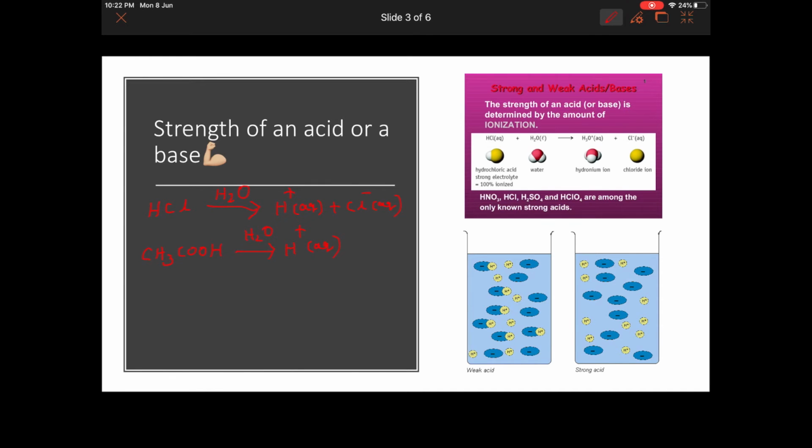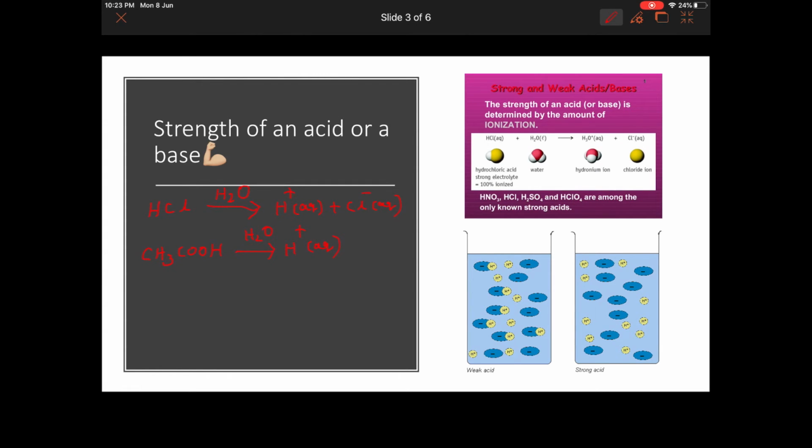So such acids which partially dissociate, which do not completely break up into ions, but only a certain amount of them dissociates or splits into ions, thus giving us fewer H+ ions, are called weak acids.